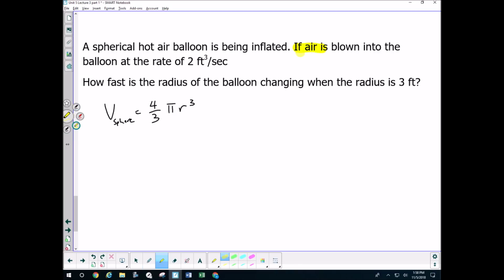So the one that's tricky is air is being blown into the balloon at a rate of 2 cubic feet per second. Well, the units give you kind of a helpful hint here. It's cubic units. So that is dV/dt. That's volume. How fast is the radius of the balloon changing? That's what we're trying to find, dr/dt, when r is 3. We have all that information down. We're ready to take the derivative of our formula so that we get something with dr/dt, plug in our information, and solve. Let's go ahead and do that.